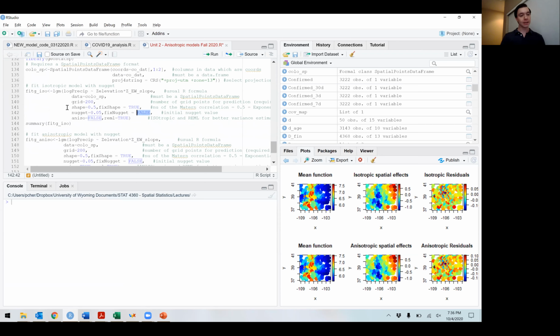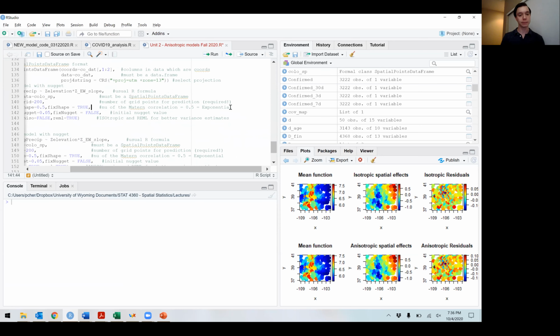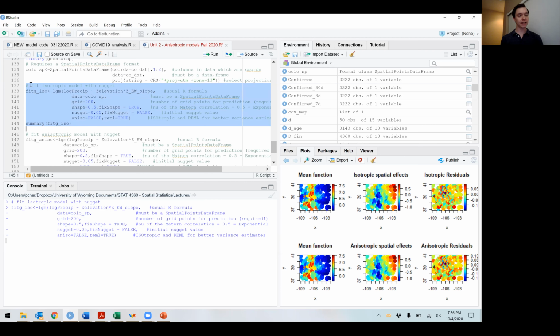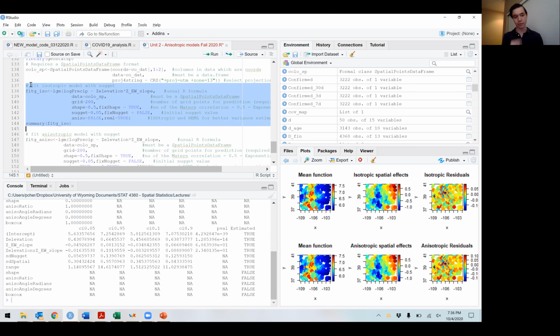We're not going to fix the nugget. Now we're going to work with a Matérn correlation function, shape of a half. A Matérn correlation function with a shape of a half produces the exponential. We're going to fix this shape parameter. So look at this, here is our mean function right here. Here's the grid to make those pretty plots. So this is the isotropic model. It will take a few seconds or so while we get to look at each other.